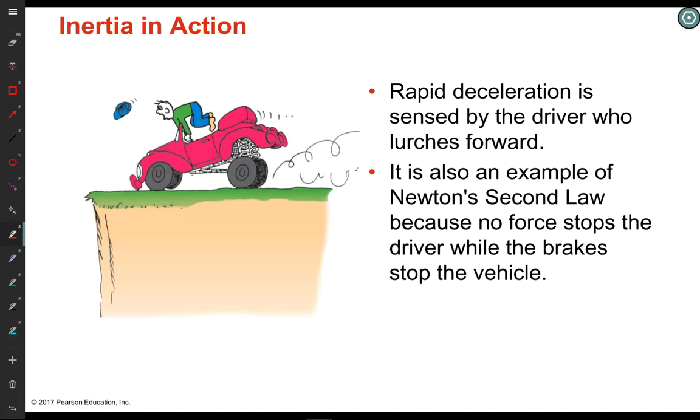Oh, bro. Okay, we have seatbelts and airbags and things to help combat that inertia. But without those, the car stops, you don't, wham.